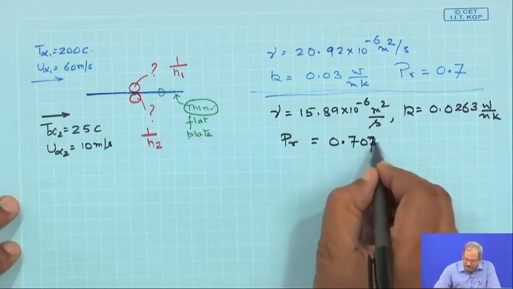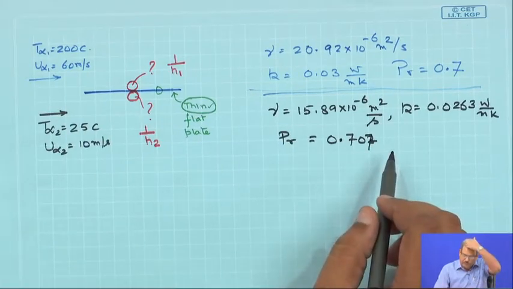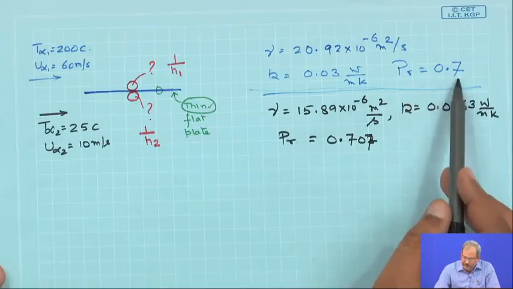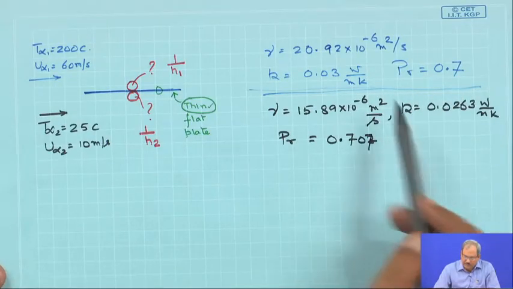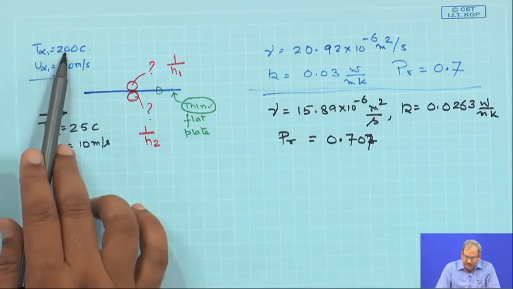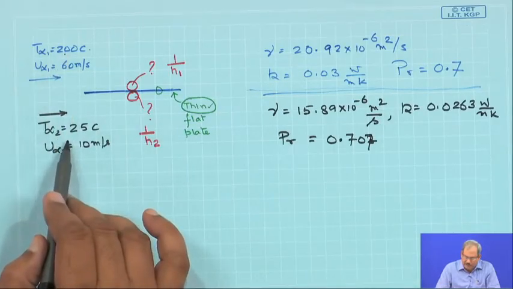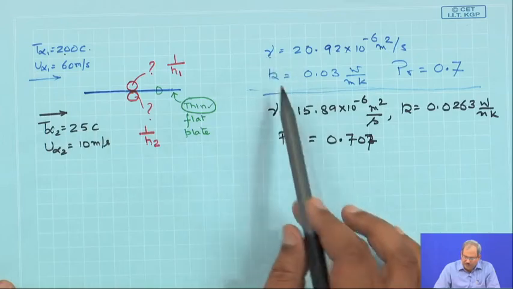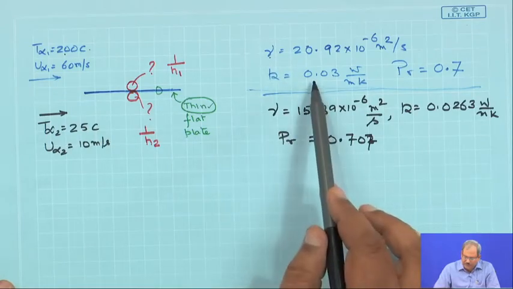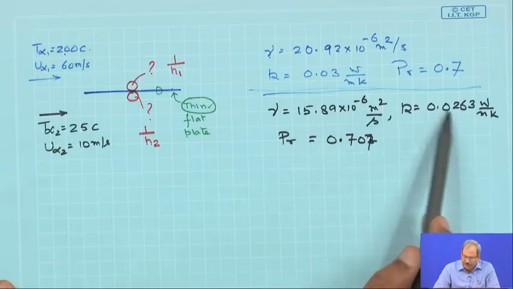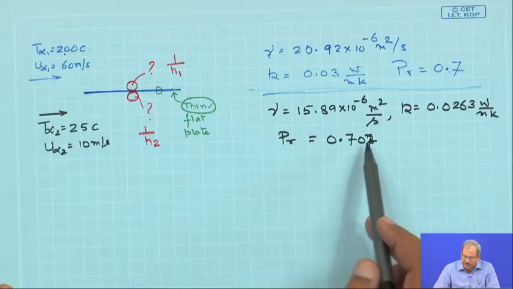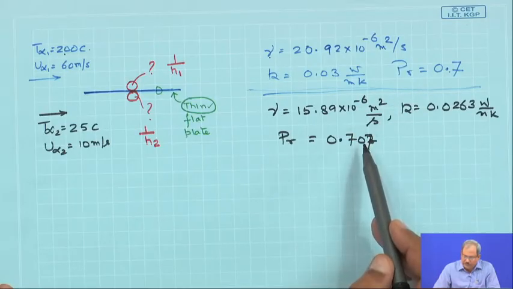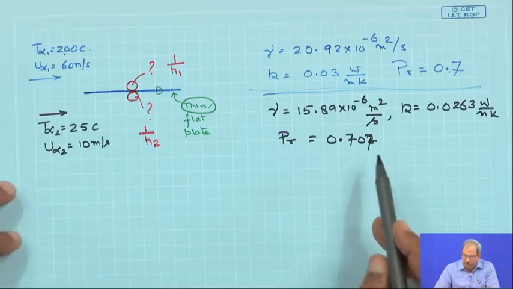So, this is one of the reasons why for heat transfer involving air, the Prandtl number is taken to be equal to 0.7 in most of the cases, because as you can see, a difference in temperature between 200 and 25 substantially altered the value of the kinematic viscosity. It changes the value of the thermal conductivity as well. However, the Prandtl number more or less remains a constant. Therefore, it is common practice to take the Prandtl number for situations involving air to be equal to 0.7.